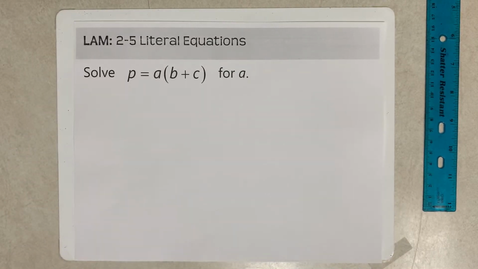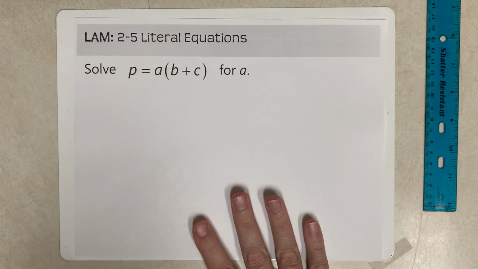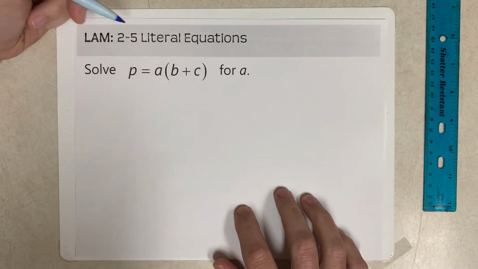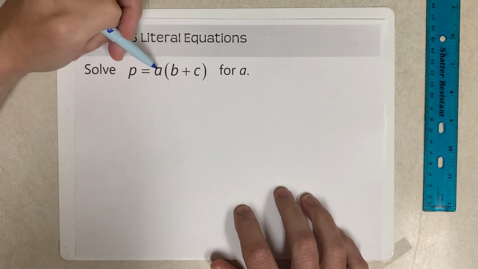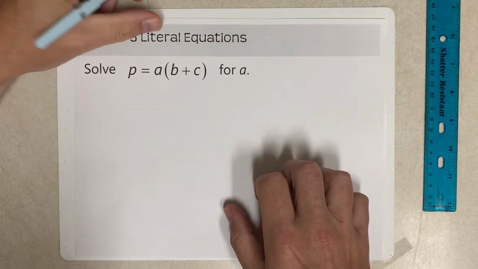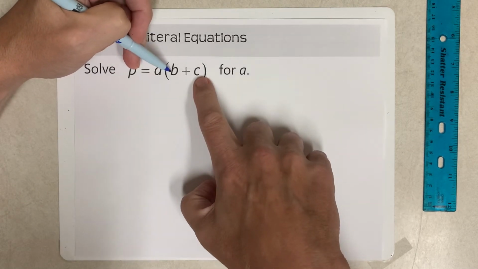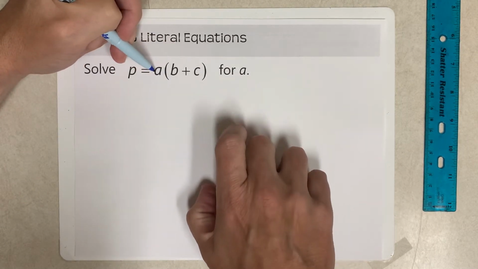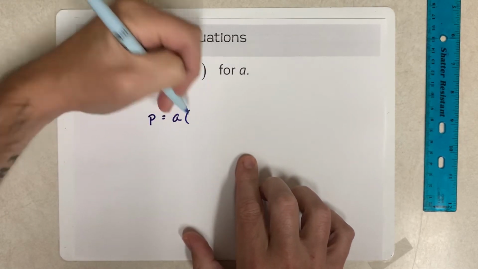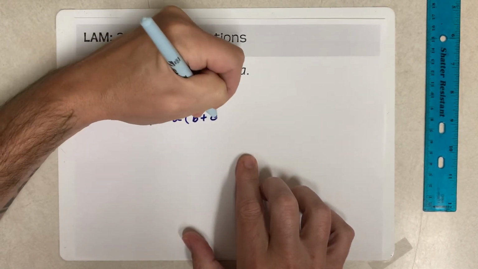All right, so now we're going to get into some formulas here, which are also literal equations. And this time we want to solve for a. So of this entire equation, you have a times b plus c in parentheses. So what I'm looking at is if I can get rid of the b plus c part, then the a will be by itself. So I'm going to write p is equal to a times b plus c.